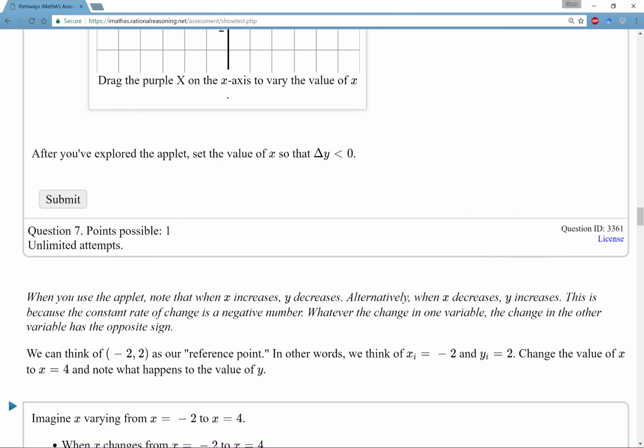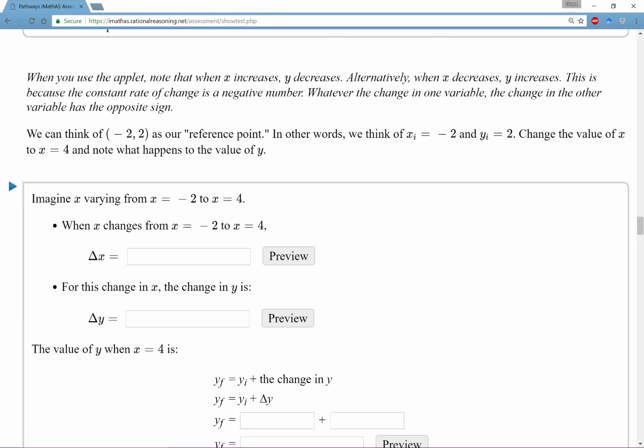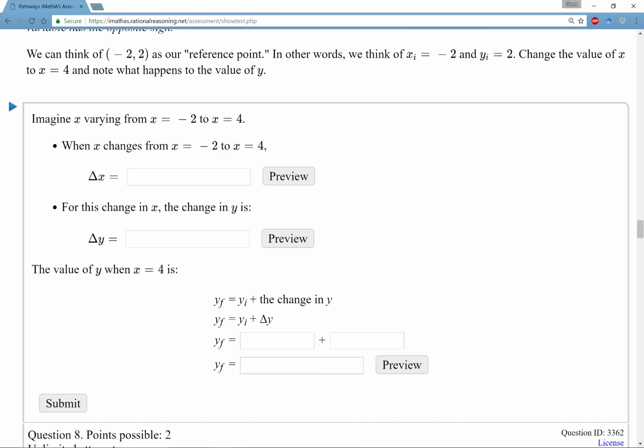Now we can use this information to answer some questions about how x and y vary together and compute some new values of y. So we'll look at this next prompt. We can think of negative 2, 2 as our reference point. In other words, the initial value of x is negative 2, and the initial value of y is positive 2. We'll use the applet to change the value of x to x equals 4, and we'll look at what happens to the value of y.